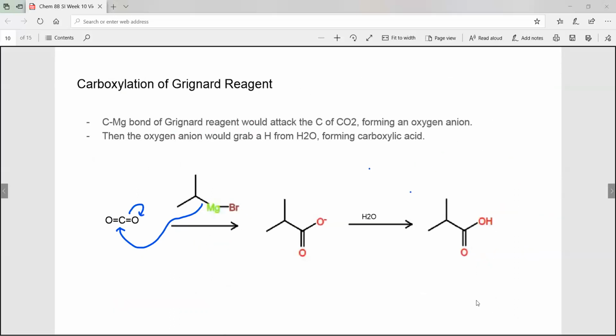We talked about carboxylation of Grignard reagent. So we use a Grignard reagent to nucleophilically attack the carbon. Then we form this deprotonated carboxylic acid. Then this negative oxygen will grab a hydrogen from water and form carboxylic acid.